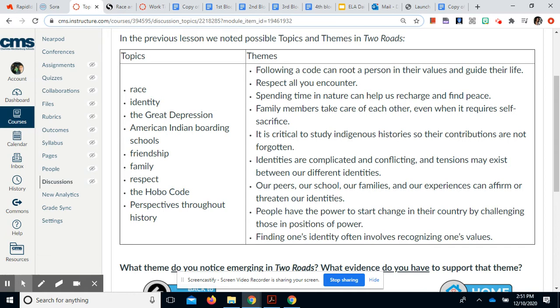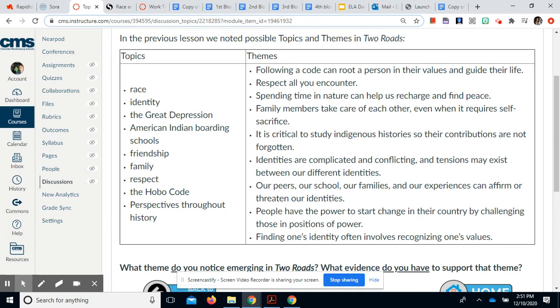So we said that respect all you encounter would work, as that's how Cal lives his life and how he behaves. That's definitely something that Pop instilled in him, a respect for everyone and everything. And so we see that in chapter 21.